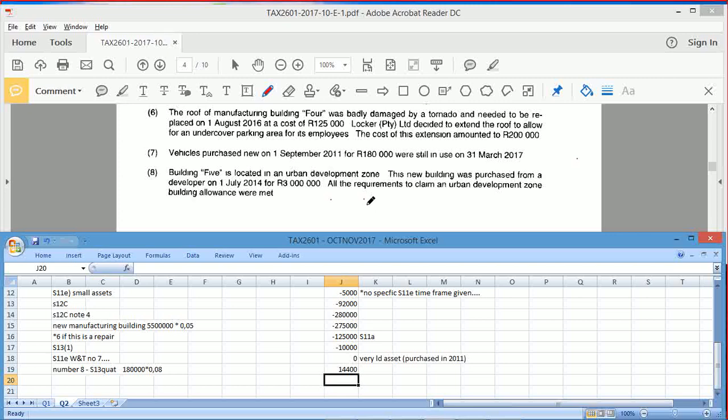Okay. Wait, sir. You made a mistake. This number 8. So you said 180,000 multiplied by 0.08. Isn't it 3 million? 3 million. Yes, 240,000. 240,000, yeah, sorry, wrong. I was looking at 7. Okay, 8 is 3 million, correct? Yes, sir. Okay.